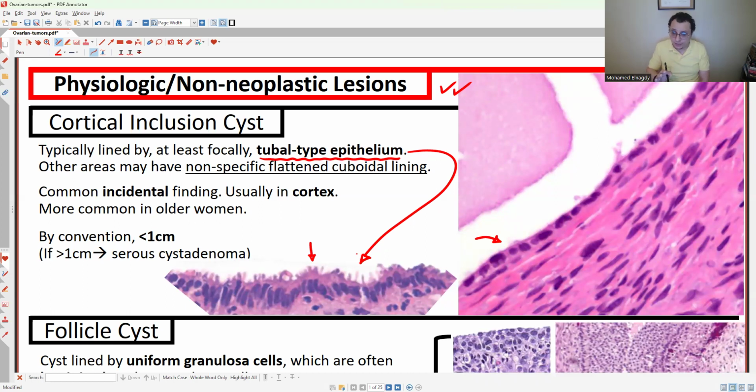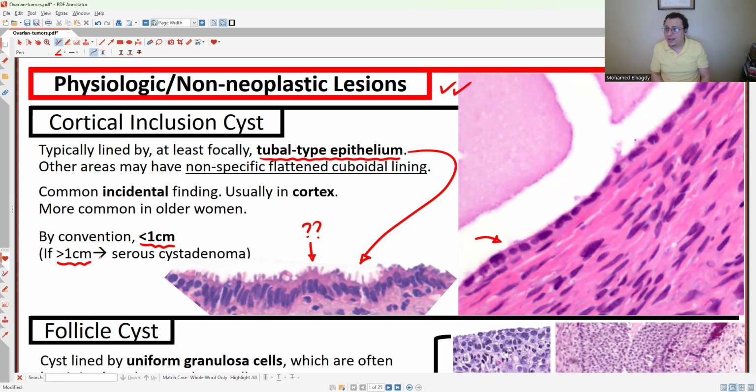To call it cortical inclusion cyst, because sometimes you will ask a good question, an excellent question: why don't we call this serous cystadenoma? Like benign lining, non-mucinous cells, it's serous cells. Why don't we call it serous cystadenoma? Because of the size. In the cortical inclusion cyst, the size is less than 1 centimeter. But in serous cystadenoma, the size exceeds 1 centimeter.